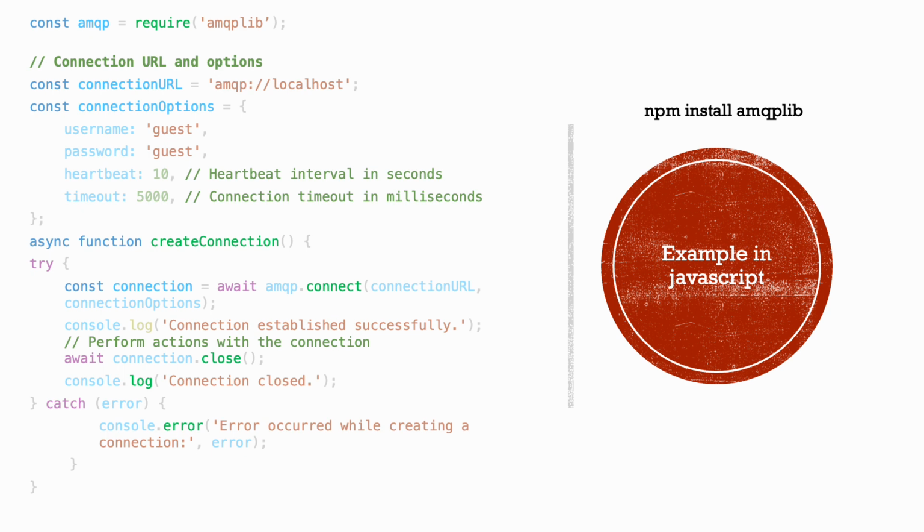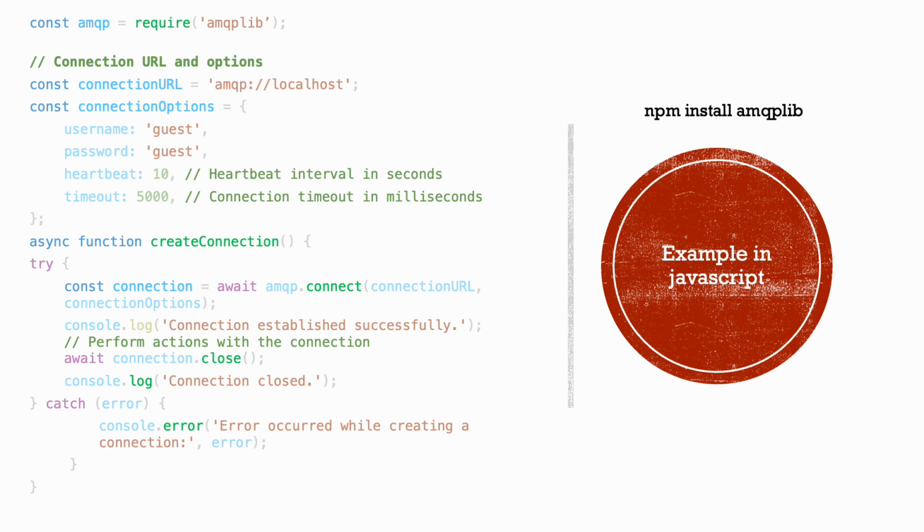The createConnection function is defined as an async function that creates a RabbitMQ connection using the amqp.connect method. It takes care of error handling as well. Inside the createConnection function, you can perform any desired actions with the connection, such as publishing messages or consuming messages. Finally, the code closes the connection using connection.close.